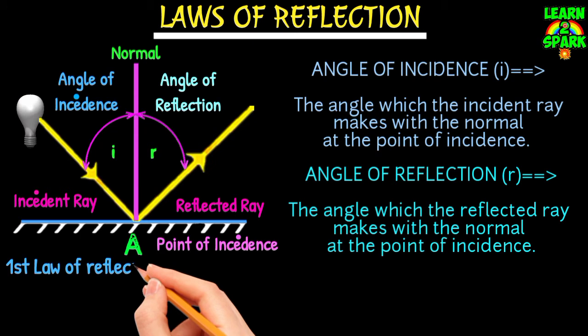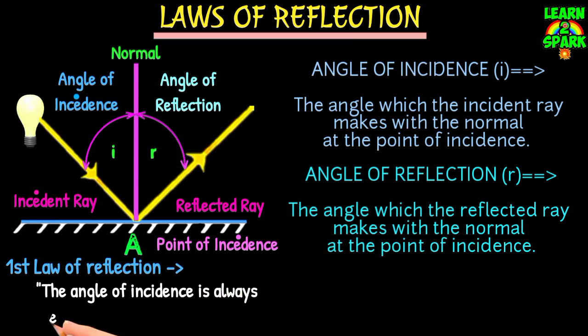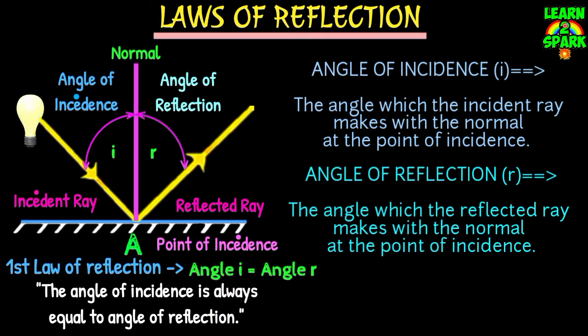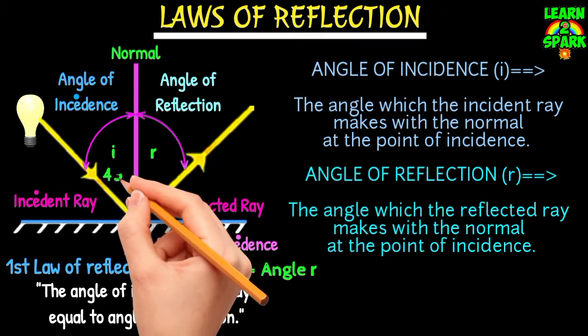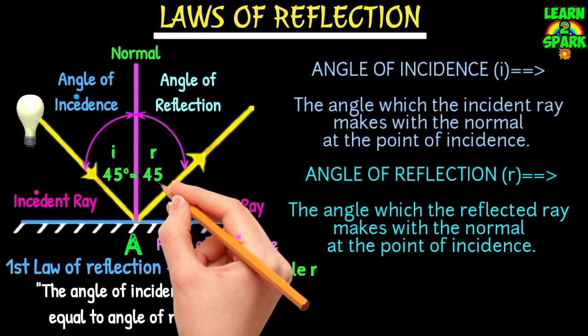Now, the first law of reflection tells us that the angle of incidence is always equal to the angle of reflection, which means the angle I is always equal to the angle R. Say for example, if the angle of incidence is 45 degrees, therefore the angle of reflection will also be 45 degrees.